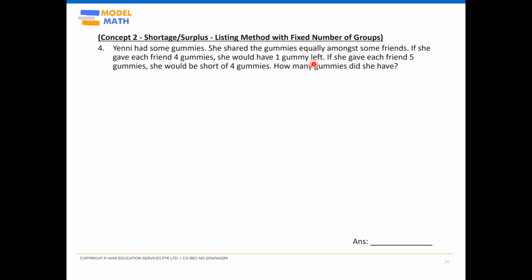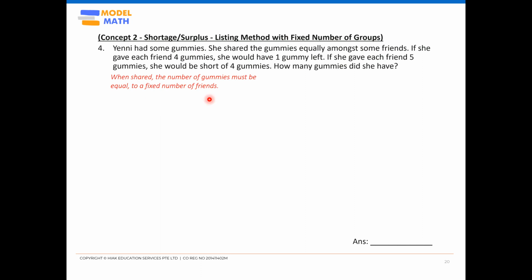So this concept is a bit different from concept 1. In concept 1, in my previous video, we know that the number of items, or sorry, the number of groups, like the number of packets, would not necessarily have to be the same. But for this one, she's sharing among some friends. So the number of friends that she's going to share with has to be consistent and fixed between both scenarios. Hence you see, the concept is a fixed number of groups.